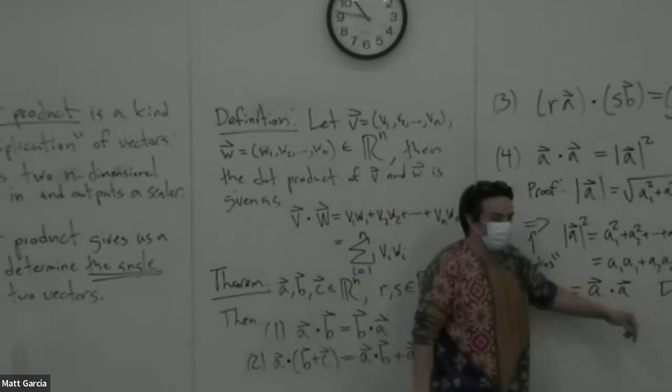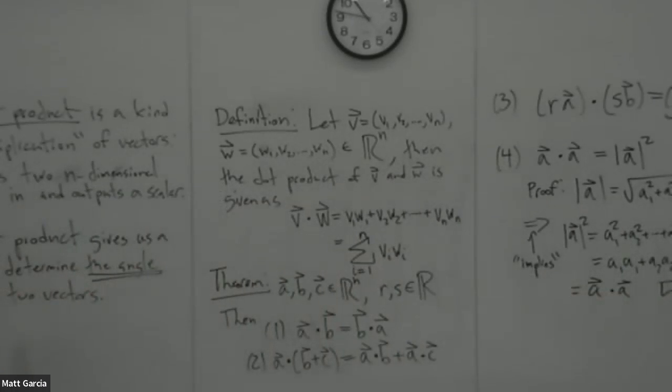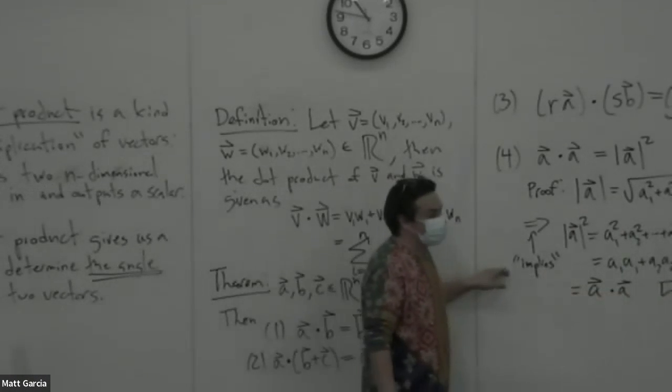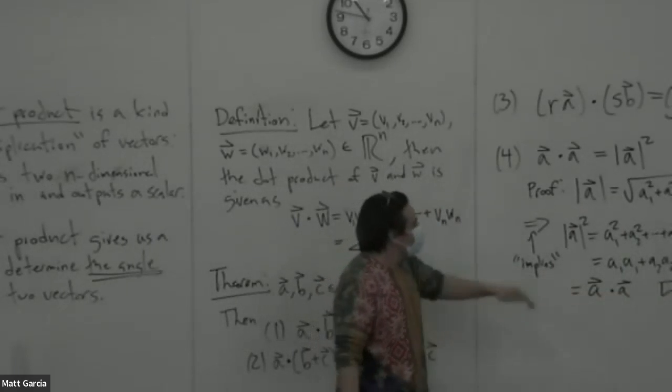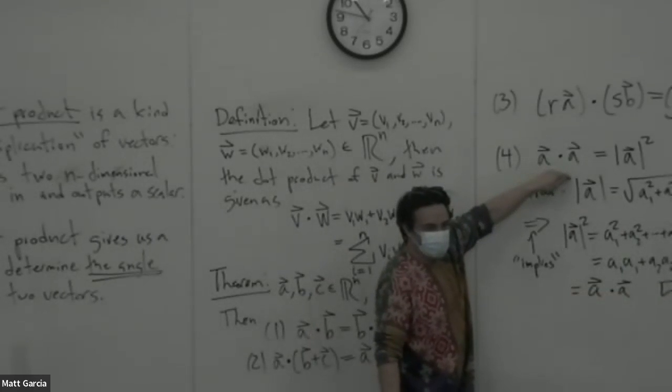An empty square means the end of a proof. Okay. Knowing this justification is not important. I think it's important that you see it at least once. But remembering this formula is important. Okay.